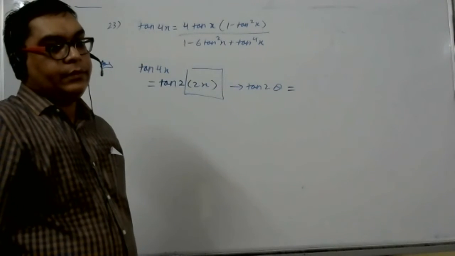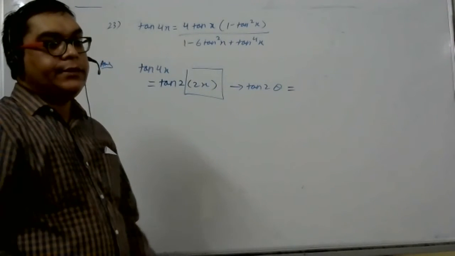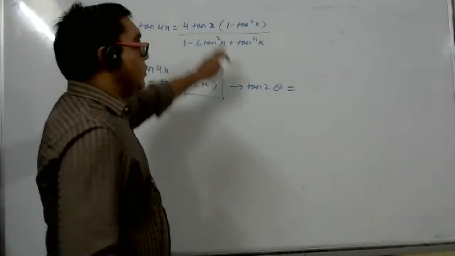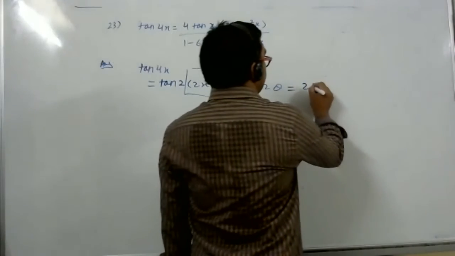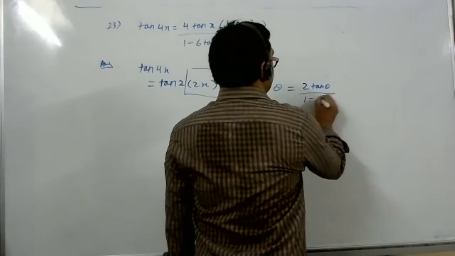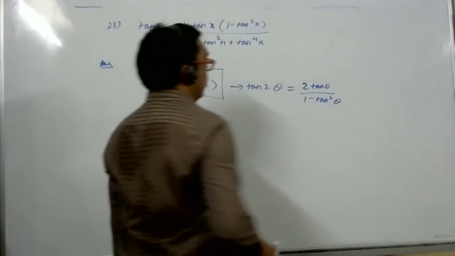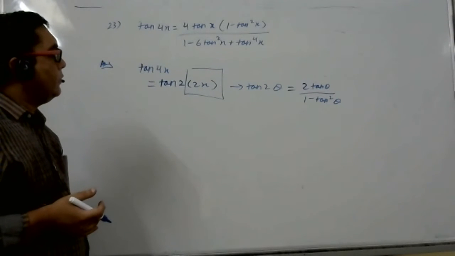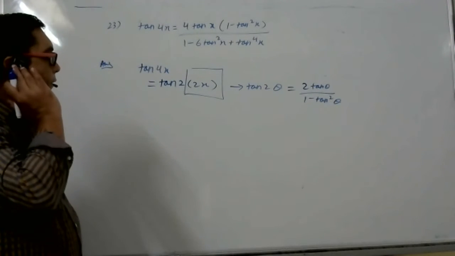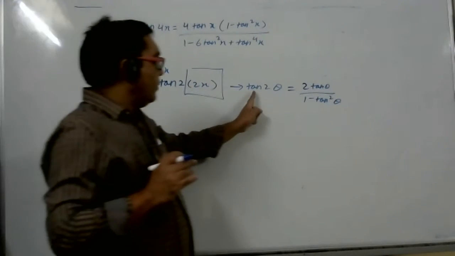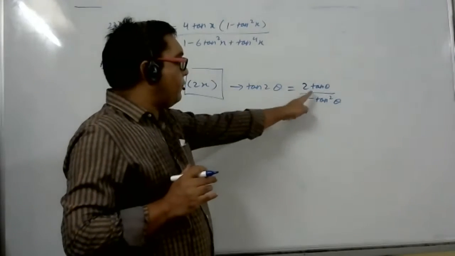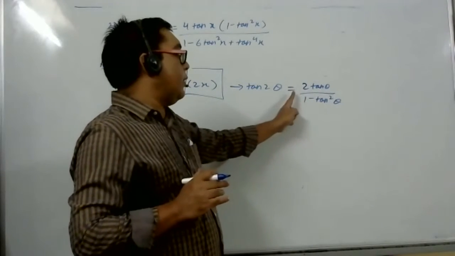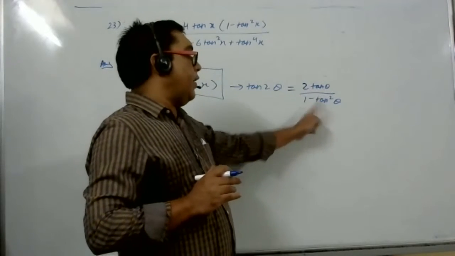There are 3 formulas. But usually we want the answer in tan, so we'll use the tan formula. 2 tan theta by 1 minus tan square theta. Learn this formula. Is it a familiar formula, tan 2 theta? I'm not very sure with a few formulas. Tan 2 theta, this is the formula: 2 tan theta by 1 minus tan square theta. Tan 2 theta is equal to 2 tan theta by 1 minus tan square theta.